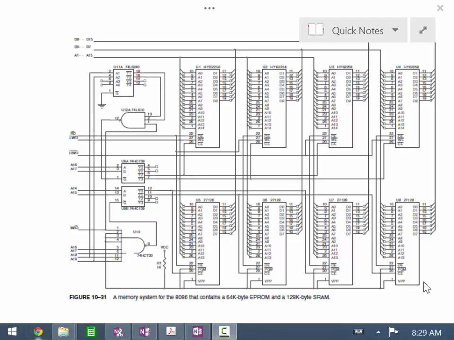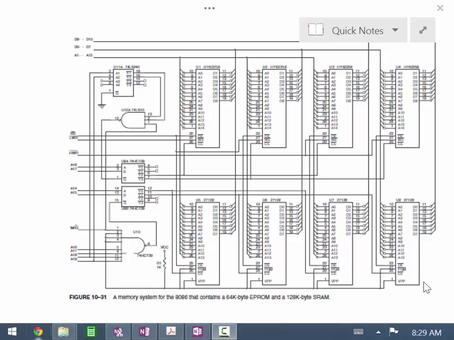Now, what we've got here is figure 10-31 out of the book. When I say the word simple, that's a relative term. It doesn't look simple, but it's a relatively simple memory interface for an 8086 system. That's there. And let's go through here a little bit.